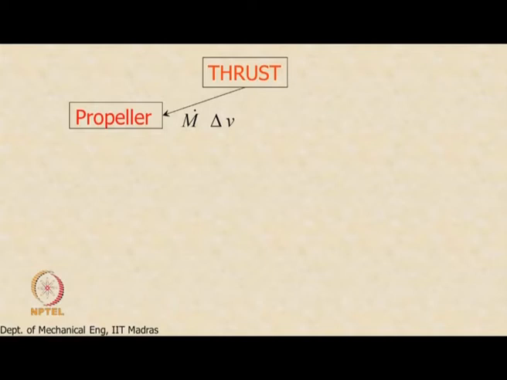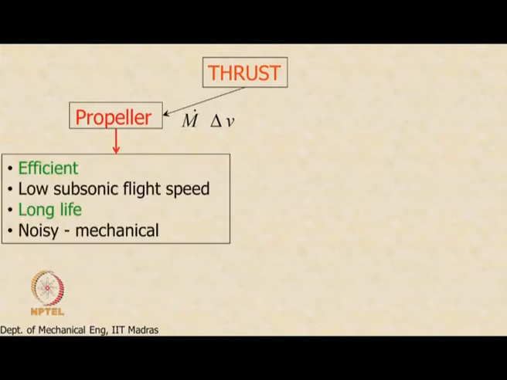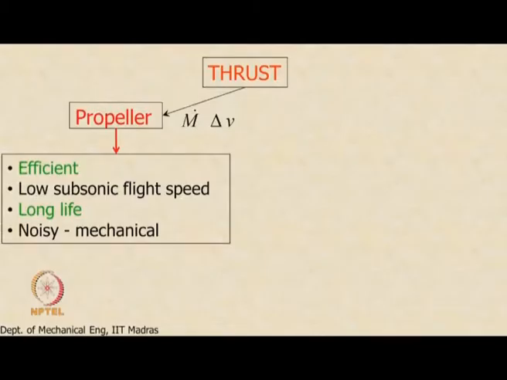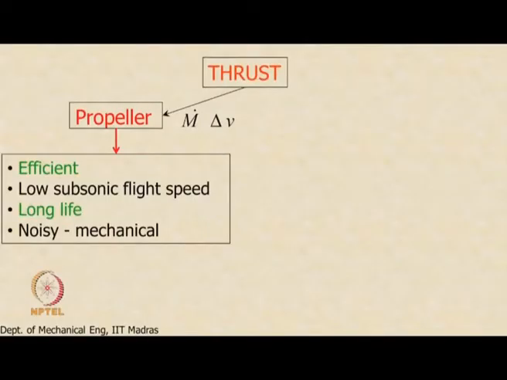This is the basic idea, and it has its own advantages and disadvantages. A propeller actually is extremely efficient in terms of fuel economy and in terms of operational speed and certain other parameters. So, it is extremely efficient, which I have indicated in green, but the problem is it is restricted to low subsonic flight speeds. So, for example, you may not be able to fly at speeds more than Mach 0.5 or 0.6.